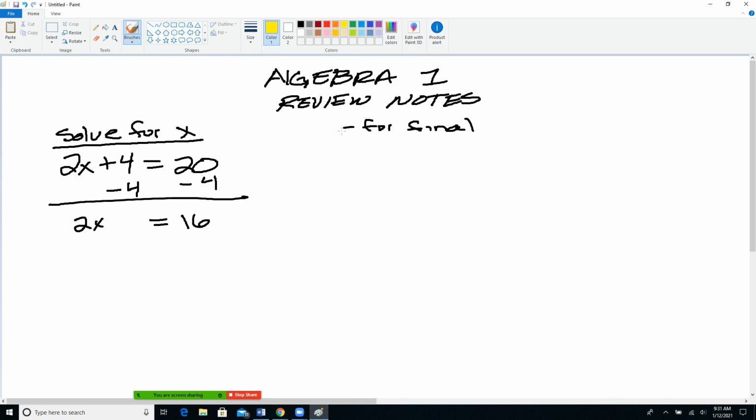Now, if you remember, one of the things I used to do is keep the equal sign in the same place the whole way. My next step is to divide both sides by 2. And, oh my gosh, I can't believe it. Zach, you're right. You got it. x equals 8. So there is the basics for solving an equation.